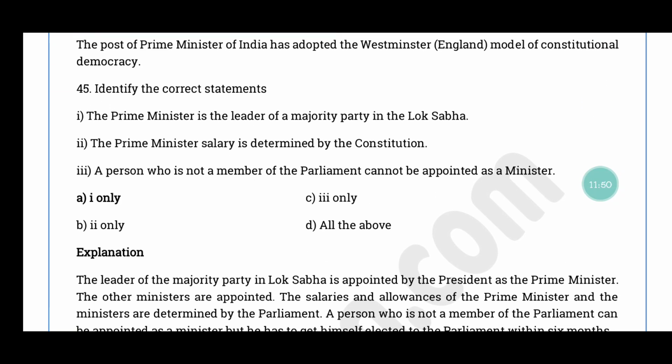Question number 45. Identify the correct statements. The Prime Minister is the leader of a majority party in Lok Sabha. The Prime Minister's salary is determined by the Constitution. A person who is not a member of Parliament cannot be appointed as a minister. The correct answer is option A. Statement 1 alone is correct.